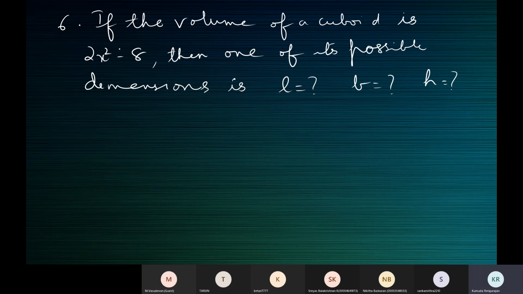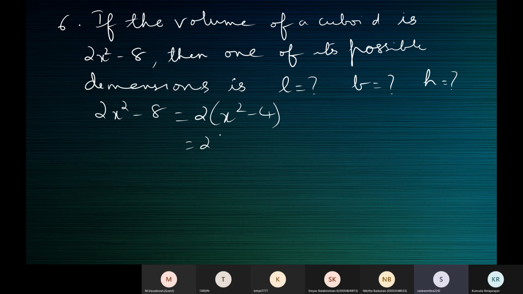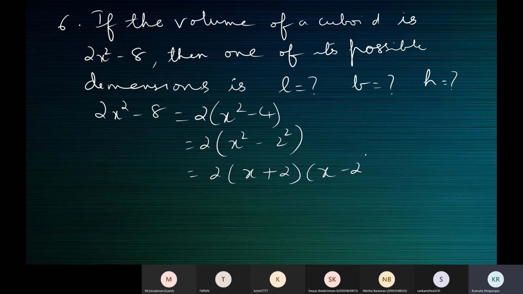This is a simple one, children. How do you factorize 2x squared minus 8? You need to factorize to find the possible dimensions. 2 into x square minus 4. So it will be 2 into x square minus 2 square. 2 into x plus 2 into x minus 2. Very good. So this is how we factorize the expression 2x squared minus 8.